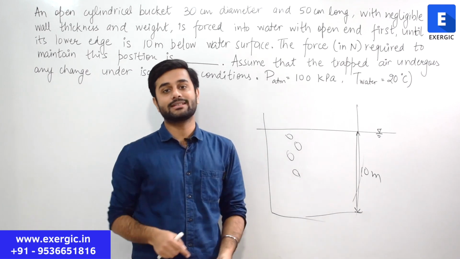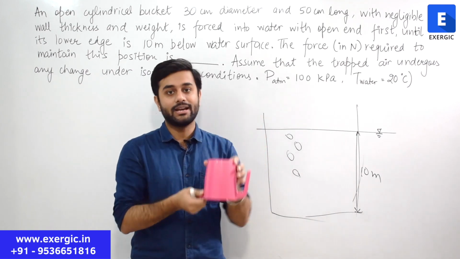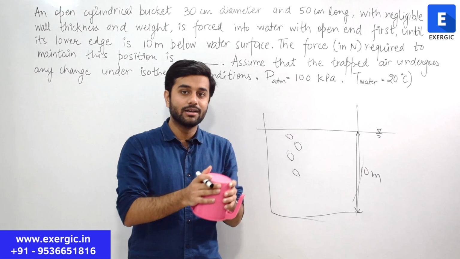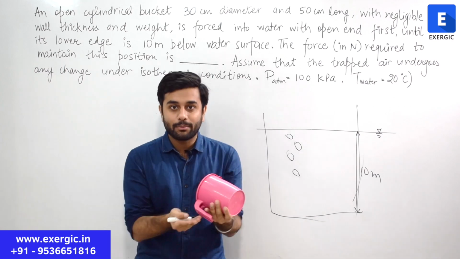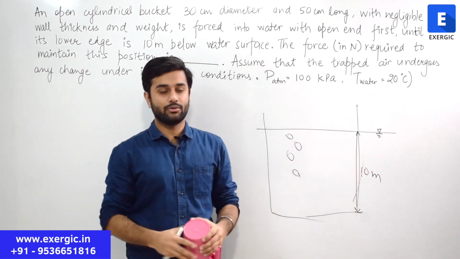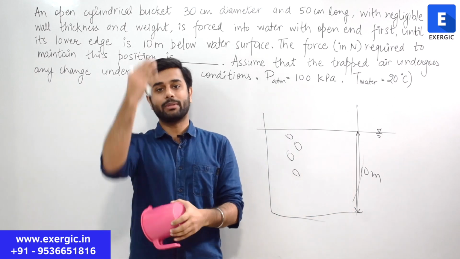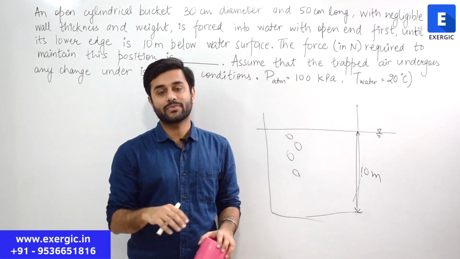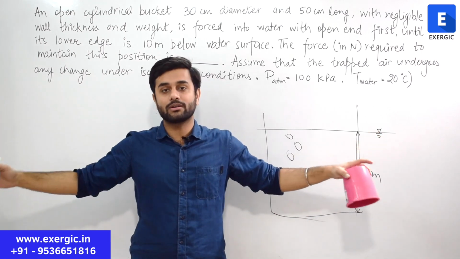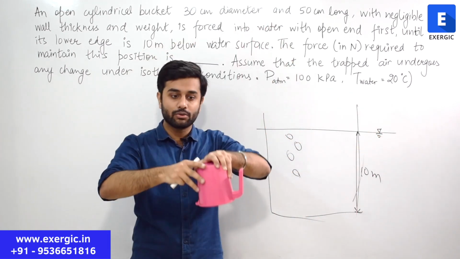In this question, what is happening? There is a bucket, right? Inside, instead of a mug, you have a bucket. And instead of the bucket, you have a big water body. Right? You can understand 10 meter is the depth up to which you have to immerse it. Your bucket is very small. So for this case, we have a big water body and a bucket is pushed into it like this.